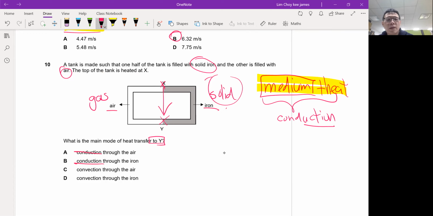What is the main mode? The main mode means the fastest or the most. Conduction occurs best in solids. It does occur in gas, but it's one of the worst, the slowest. So versus air and iron, because the question said main, I will choose my answer to be B: conduction through air, conduction through iron, which is a solid, because conduction occurs best in solids. That's why my answer is B.